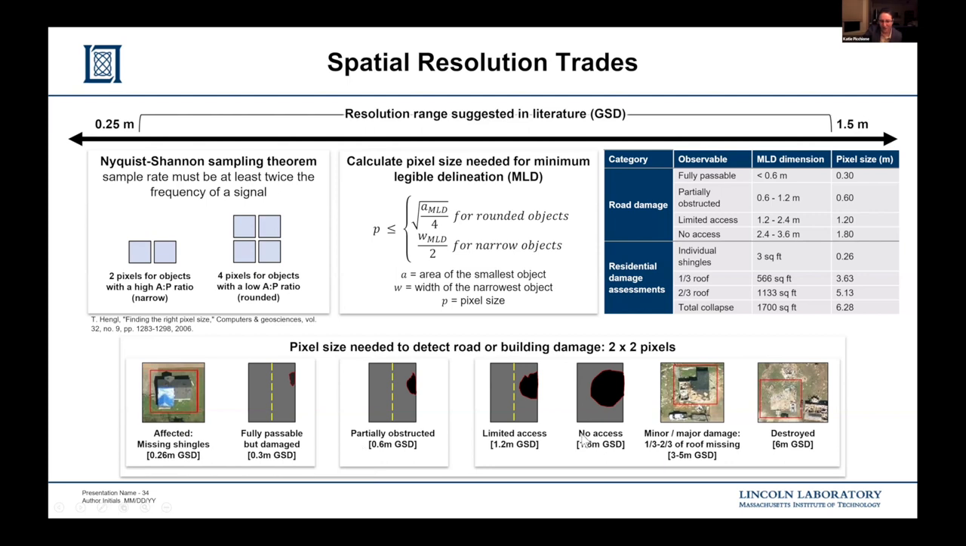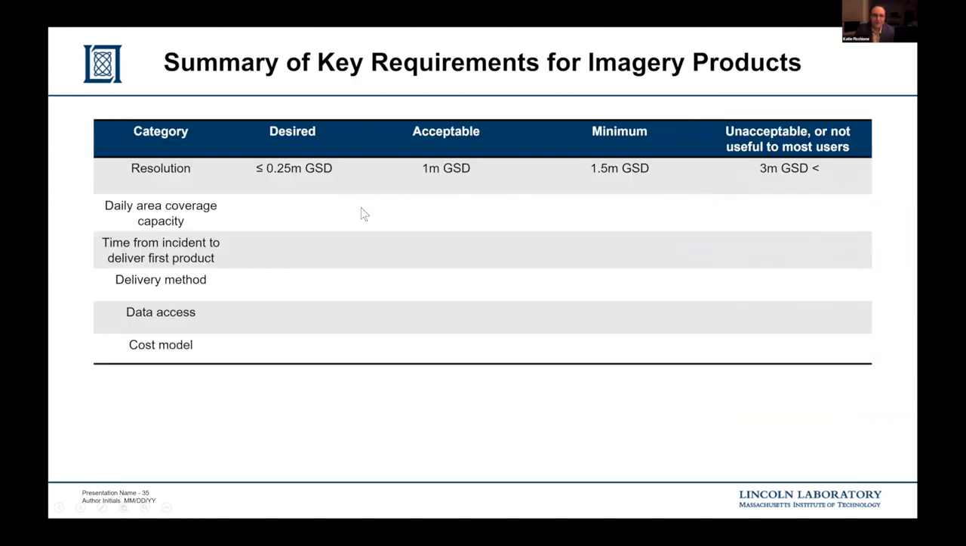We took our matrices of the different sizes of things for detecting damage to homes and roads, and used this principle to look at how much better information you can get by having higher resolution data. So this is that mapping. You can see big damage with low resolution data, but you need higher resolution data to see less severe damage. This isn't an answer to how good your resolution needs to be, but it does provide some sense of the trade-offs in this space. We're recommending that the desired resolution would be 25 centimeter spatial resolution, but 1 meter is acceptable, and you wouldn't want anything lower than a meter and a half for disaster response applications.